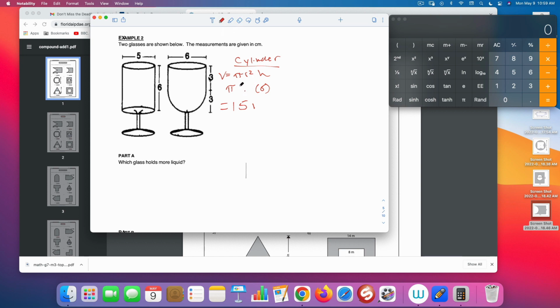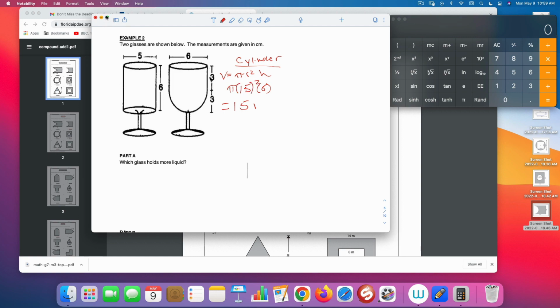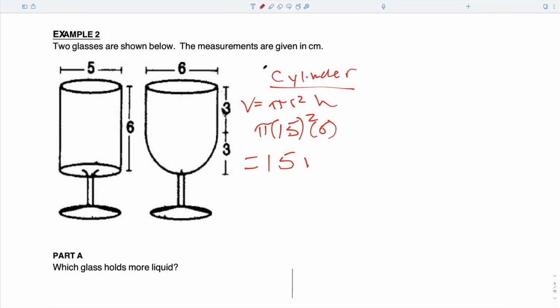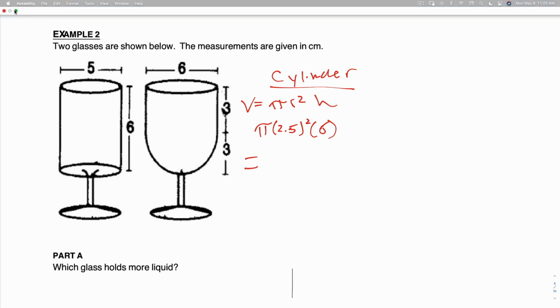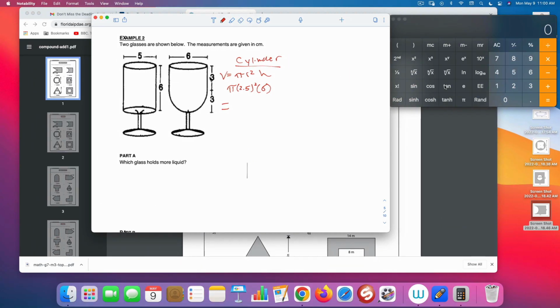That's 15 squared times 6. 5 squared? Where is 15? No, it's 2.5. It is 2.5. Thanks for catching it. Okay. 2.5 squared times 6. Plug it into a calculator, raise your hand when you have it. 2.5 squared times 6. Indy?